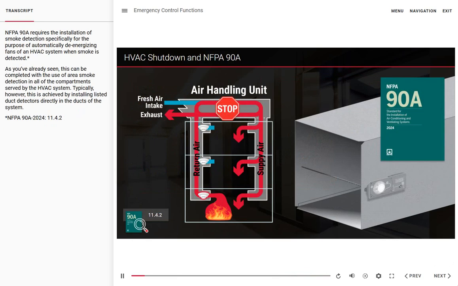NFPA 90A requires the installation of smoke detection specifically for the purpose of automatically de-energizing fans of an HVAC system when smoke is detected. As you've already seen, this can be completed with the use of area smoke detection in all of the compartments served by the HVAC system. Typically, however, this is achieved by installing listed duct detectors directly in the ducts of the system.